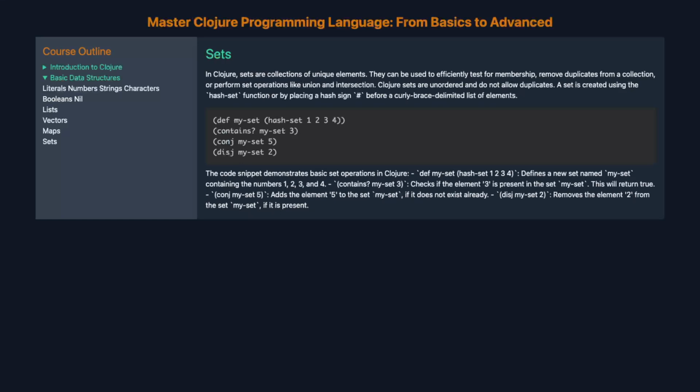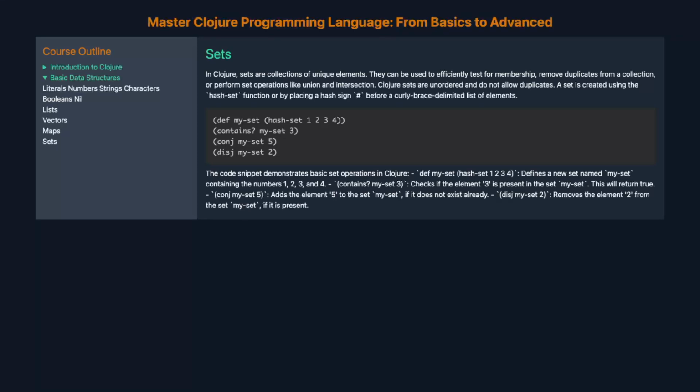Sets. In Clojure, sets are collections of unique elements. They can be used to efficiently test for membership, remove duplicates from a collection, or perform set operations like union and intersection. Clojure sets are unordered and do not allow duplicates. A set is created using the hash-set function, or by placing a hash sign before a curly brace delimited list of elements. The code snippet demonstrates basic set operations in Clojure.